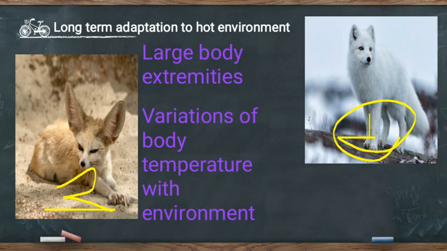Maybe let me repeat this. Variation of the body temperature with the environmental temperature is a behavior practiced by the camel, and the camel is a desert animal. It allows its body temperature to fluctuate with that of the environment. This reduces the temperature gradient between the body and the environment, delaying the onset of sweating, thus conserving water.